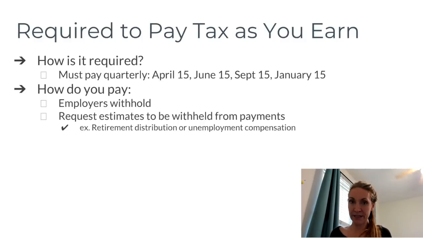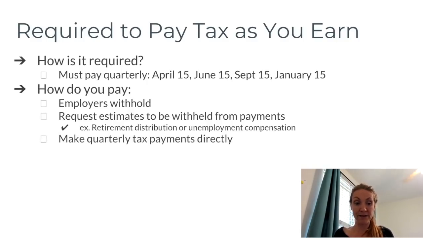So if you're getting a retirement distribution, you can call them. If you're getting unemployment compensation, you can call them and ask them to withhold estimated tax payments. And you can also make quarterly tax payments directly, which is what self-employed people have to do. You can make those through many different organizations directly to the IRS.